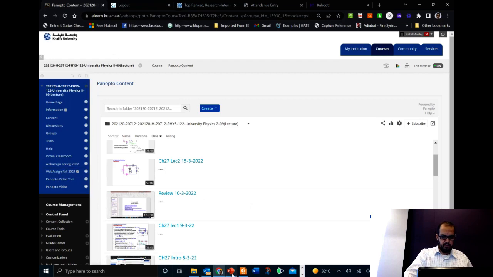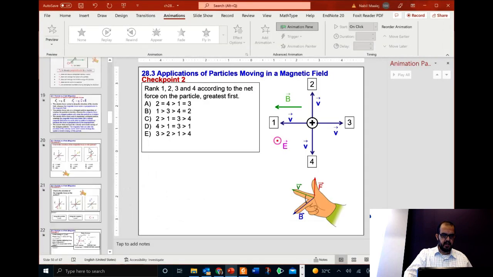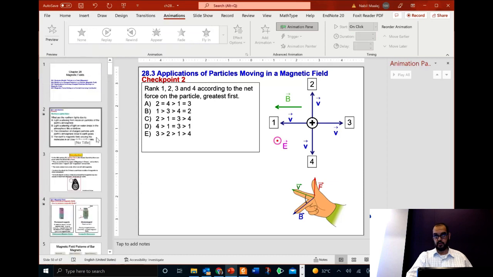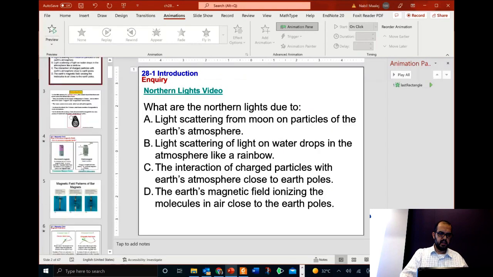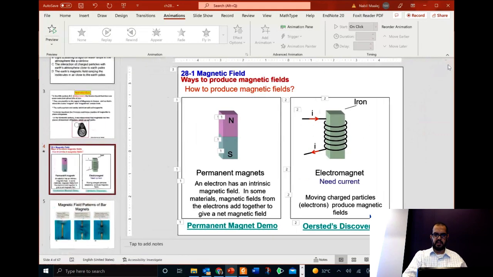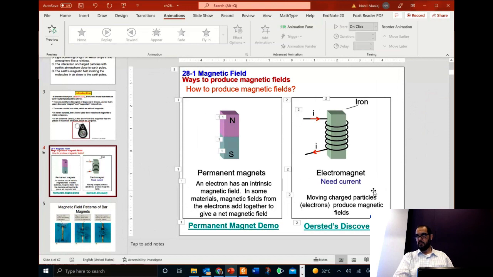So let me remind you of what we have covered so far. Unfortunately, yesterday I found that the video was not recorded, so anyway, we missed the lecture. So remember, yesterday we said magnetic fields can be either generated by a permanent magnet or by passing a current through a wire, and we will see how we can do that.